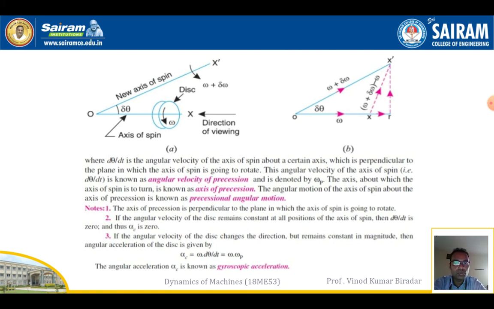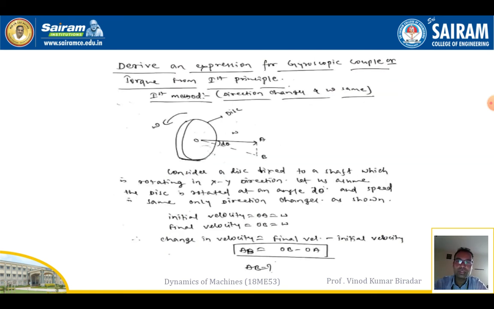The axis about which the axis of the spin is turned or rotated is known as the axis of precession. This is also very important. The angular motion of the axis of the spin about the axis of precession is known as precessional angular motion. So this is about the vectorial representation of the gyroscope and angular momentum. This is very important.